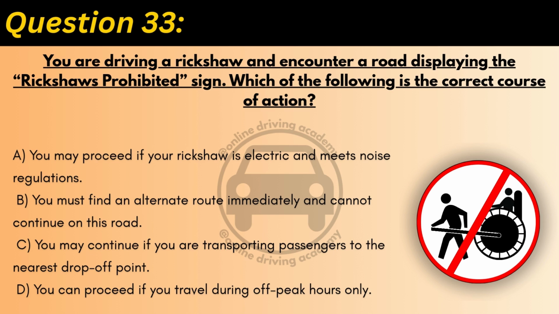Is it option A? You may only proceed if your rickshaw is electric and meets noise regulations. Is it option B? You must find an alternate route immediately and cannot continue on this road. Is it option C? You may continue if you are transporting passengers to the nearest drop-off point. Or is it option D? You can proceed if you travel during off-peak hours only. Now, if a road sign is going to be prohibiting rickshaws and you are driving a rickshaw, it means that you need to find an alternative route immediately and you cannot continue on that road. Therefore, option B will be our correct answer.